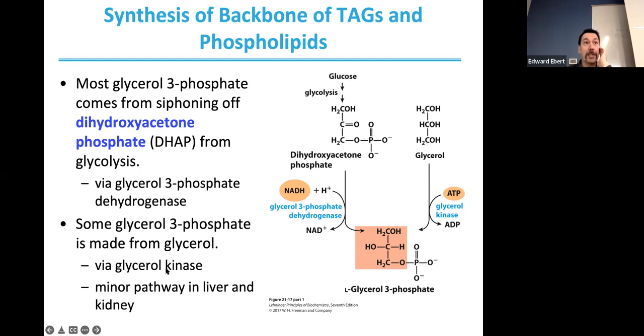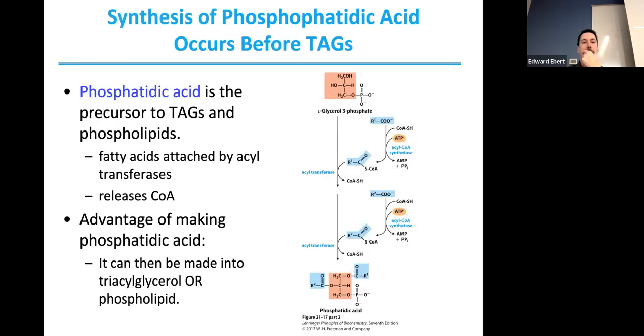This is made via something called glycerol kinase, and it's a minor pathway found in the liver and the kidneys. So we're making our fat in the liver and the kidneys. That's why you may hear about diagnoses of people who have fatty liver disease. They make triacylglycerols in there, and then maybe can't transport them out or something. That could be one of the causes.